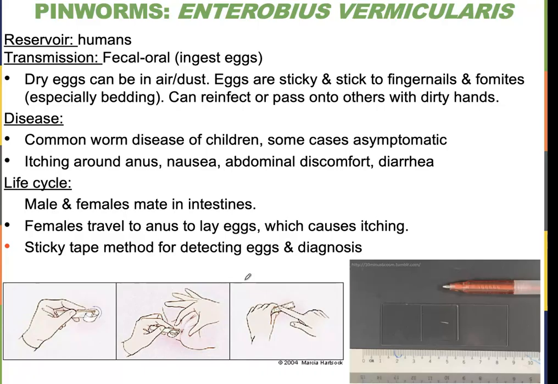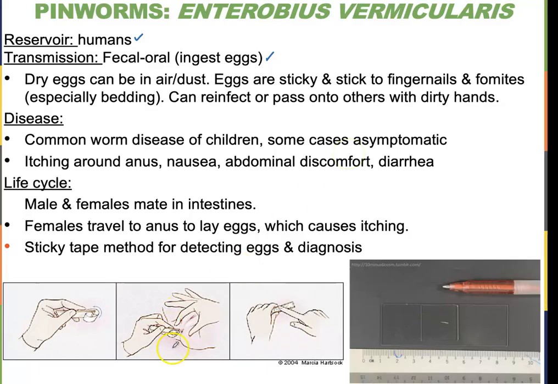All right, and the next worm is going to be our pinworms. Pinworms are really common in children. Again, human reservoir, fecal oral. The eggs that are produced, let's maybe talk about this first, this pretty graphic image here. So the eggs get into the kid's mouth through the fecal oral route.